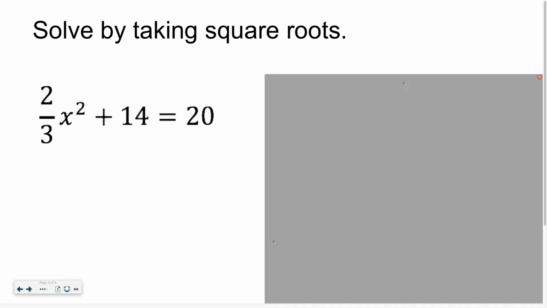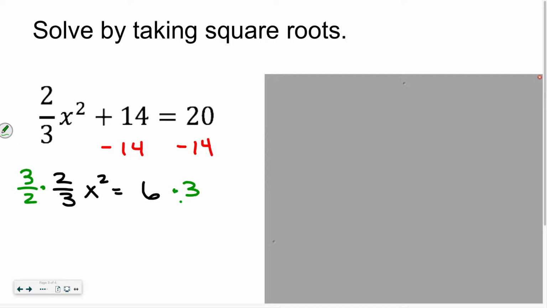I'm hearing good conversations and I'm seeing good work. Most groups say subtract 14 first. So we'll get 2/3 x squared equals 6. Okay, how did your groups tackle the rest of that problem, Maddie? We multiplied it by 3 over 2 because that's the same as dividing by 2/3.